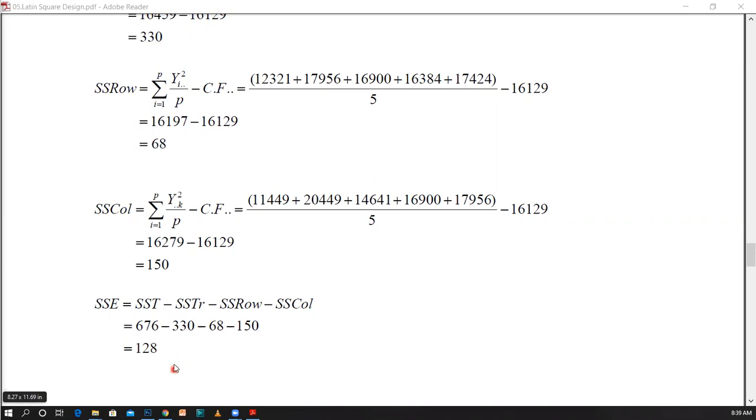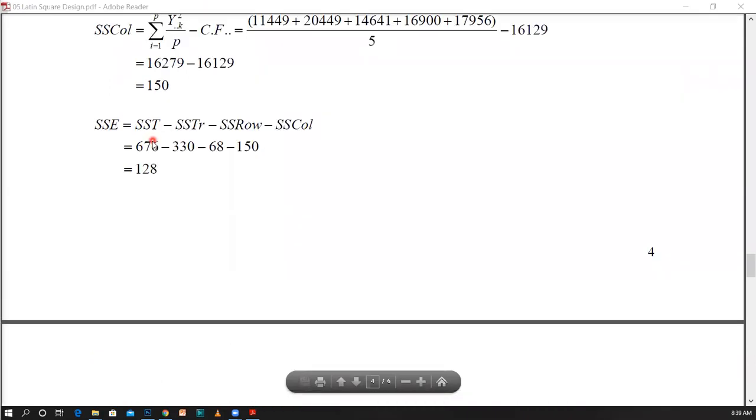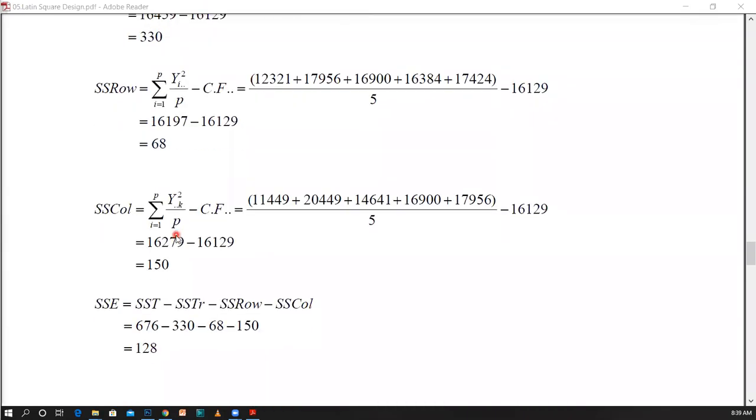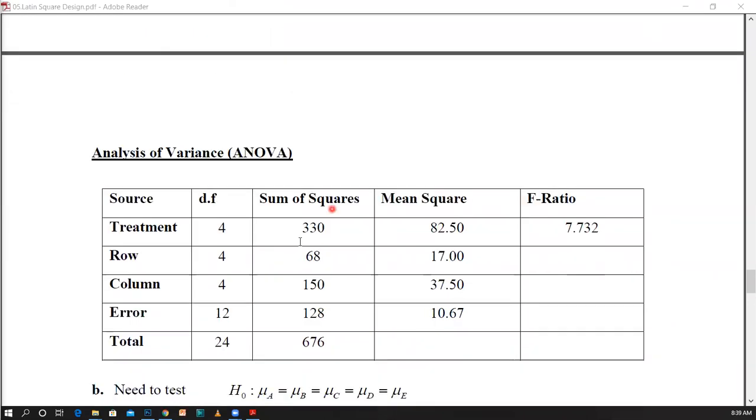Therefore, when you do the calculation, you cannot have negative values in the ANOVA table. If you have negative values, it means the calculation is having some errors. Therefore, you can check your calculation. All the values should be non-negative values. Therefore, this is the ANOVA table that I am getting. We have calculated these values 330, 60, 150, 120 and 676.